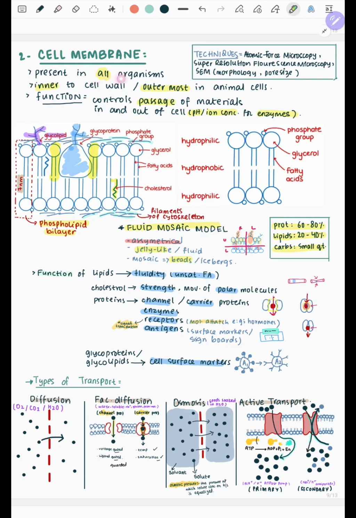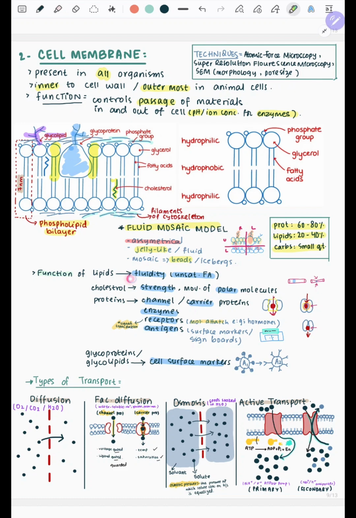Cell membrane is present in all organisms. In cell wall containing organisms, it is present inner to the cell wall, and it is the outermost layer of an animal cell. It controls the passage of molecules by multiple mechanisms such as diffusion, facilitated diffusion, osmosis, and active transport. Cell membrane structure is explained by the fluid mosaic model. That is, it is made up of a phospholipid layer 7 nanometer thick. It has the glycolipids, glycoproteins, and cholesterols attached to it. Inside and outside the cell membrane are present the filaments of cytoskeleton.